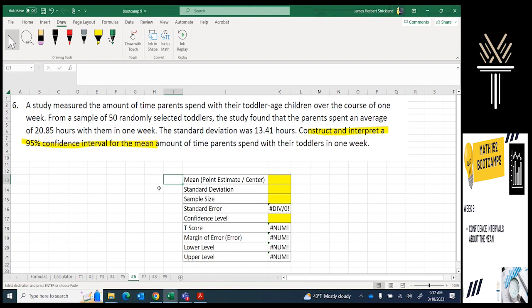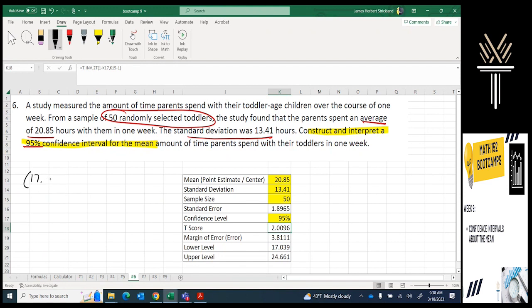Okay. So let's pick apart the information. We can see standard deviation, we can see average, and we can see our sample size and our confidence level. There are our four measurements. Just plug it in. Average 20.85, standard deviation 13.41, sample size 50, confidence level 95%. Poof, we have it. Our confidence interval is 17.039, let's just do three decimals because it's what I already set to, 24.661. That's how I'll represent it.